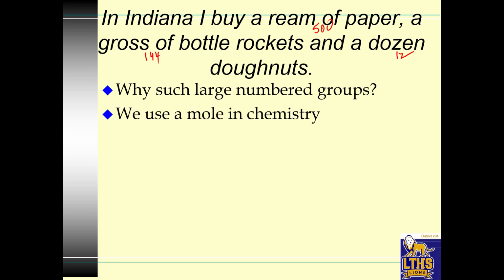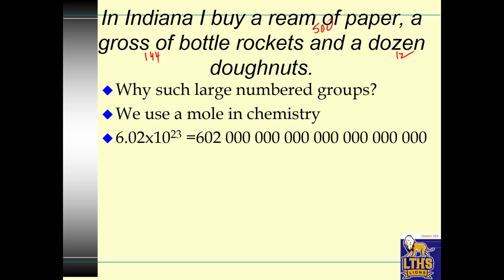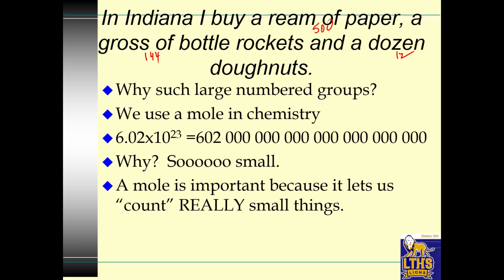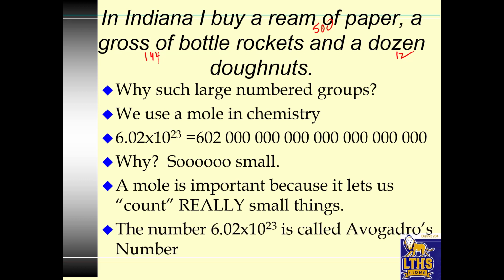So in chemistry, we use a thing called a mole. A mole, yes. A mole is huge. It's this number, 6.02 times 10 to the 23rd things. That's huge. That's a lot of things. Why do we use such a big number? Because those things that we're talking about in chemistry are atoms or molecules or formula units, and they're tiny. So a mole is important because it's going to let us count really small things by calling a whole bunch of them a mole, or half as many, half a mole.